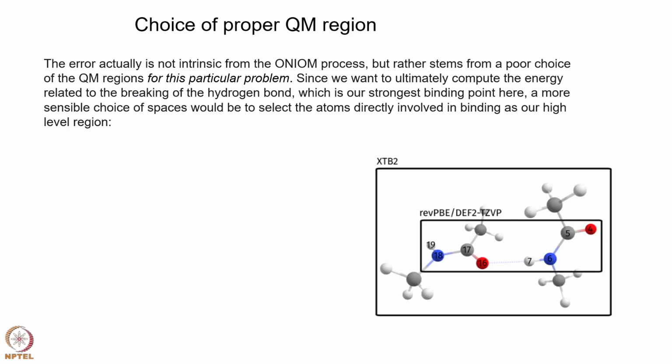And if you see the structure again, the main interaction is happening between atom 16 and atom 7. So, the error is actually not intrinsic to the ONIOM process, but it rather stems from a poor choice of the QM region for this particular problem. Since we want to ultimately compute the energy related to breaking of the hydrogen bond, which is our strongest binding point here, a more sensible choice should select the atoms directly involved in the binding as our high level region. So, 16 and 7 are involved in the bonding.